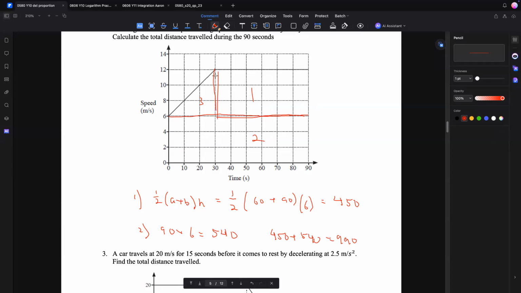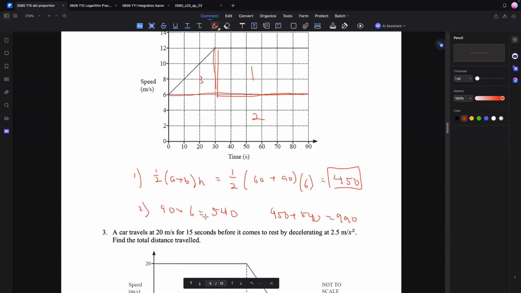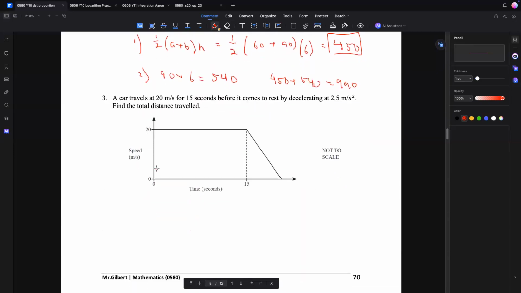And then you have this part here, 6 times 60 is 360. 90 plus 360 is 450. So it's the same thing you're getting here. So you can do either way. You can split into 3 shapes, or you can do it in 2 shapes. Depends on you. Let's move to the next part.